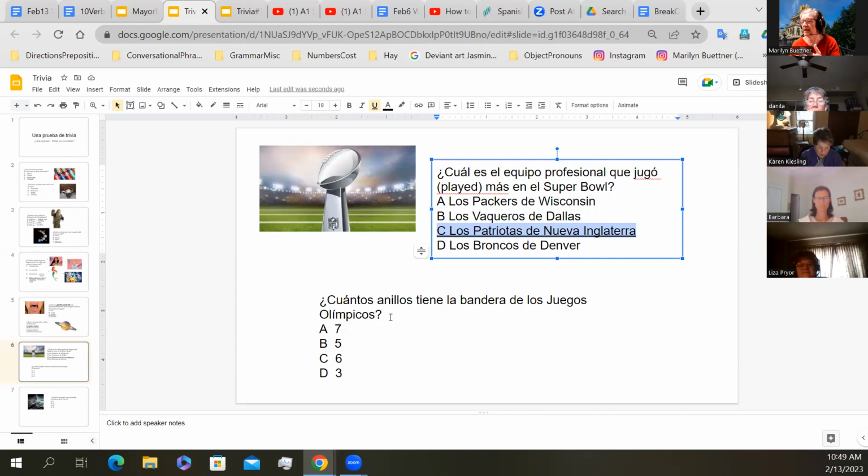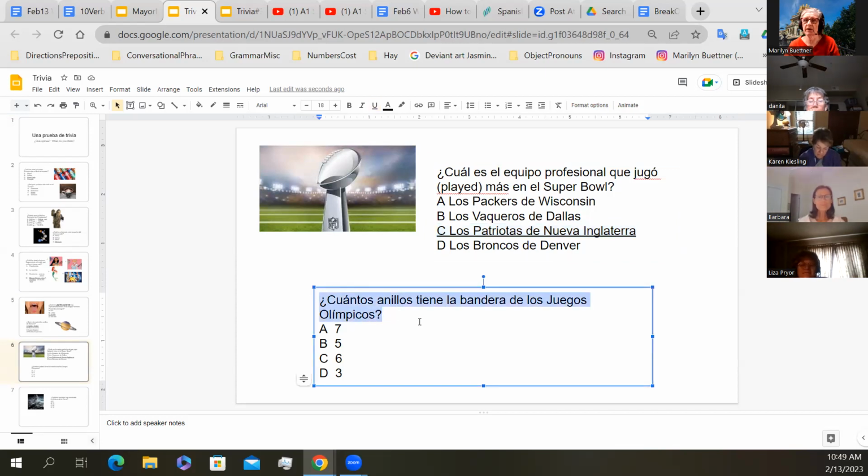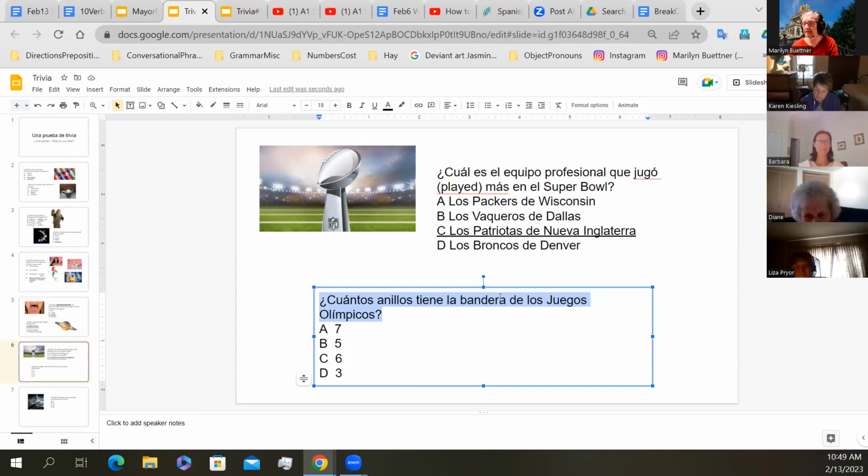Ok. Aquí también anillos, rings. ¿Cuántos anillos tiene? How many rings does it have? ¿Cuántos anillos tiene la bandera de los Juegos Olímpicos? 7, 5, 6 o 3. 5. Cinco. La bandera tiene 5. Sí, bandera, flag. La respuesta es 5. La bandera de los Juegos Olímpicos tiene 5 anillos, porque tiene que ver con los continentes. Antártica no tiene equipo olímpico, creo, pero 7, no sé.